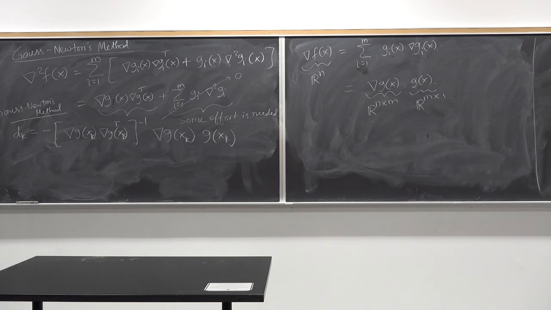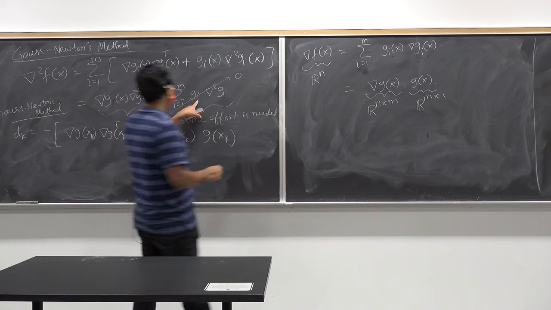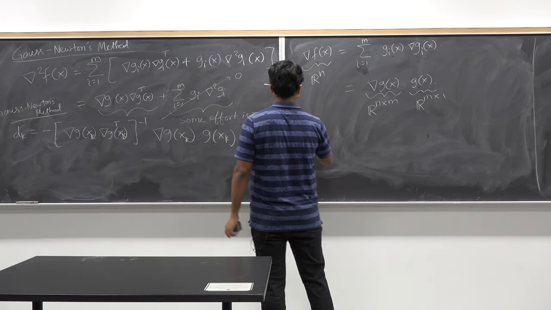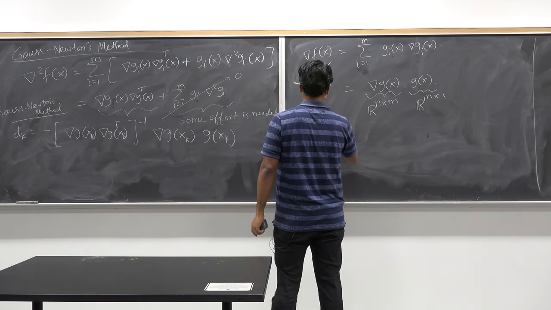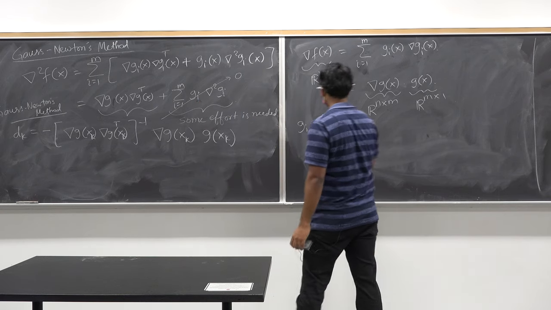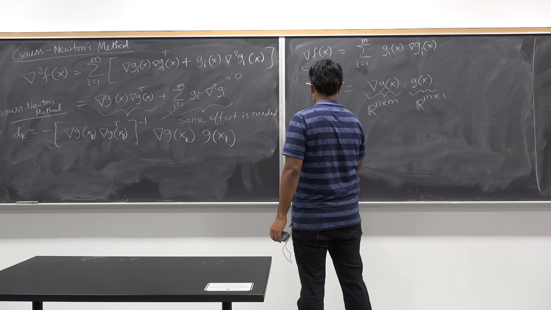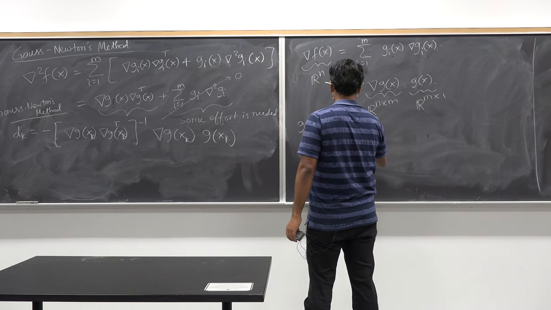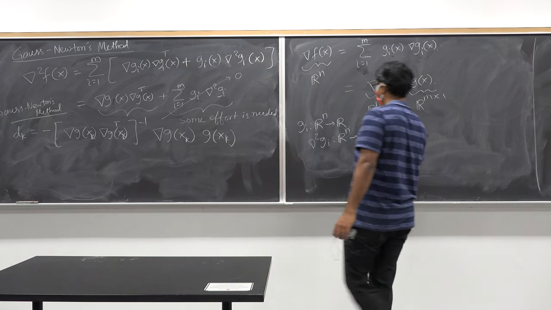Yes, please. What are the dimensions of g_i and its second derivative? So g_i maps R^n to R. So g_i is basically just a real number. And the second derivative maps R^n to R^(n×n).